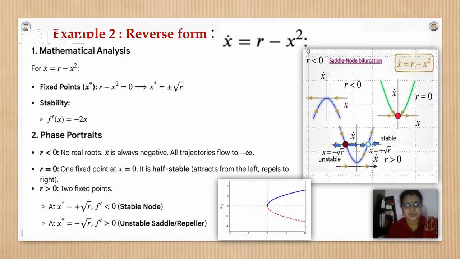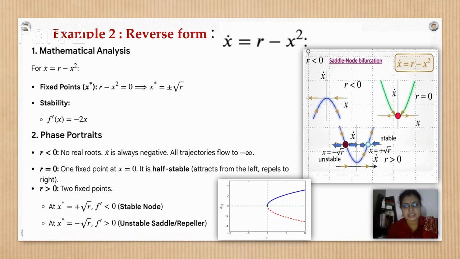We end up with two fixed points, x star is equal to plus or minus root r. So here the fixed points exist only for the r greater than 0 case, because we have the square root of r here. So for r less than 0, we'll end up with an imaginary value. So for r greater than 0 only we will have two fixed points, plus root r and minus root r. Now for r is equal to 0, only one fixed point. For r less than 0, no real roots.